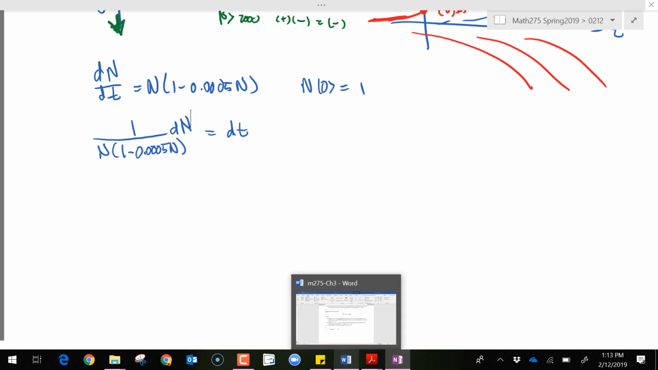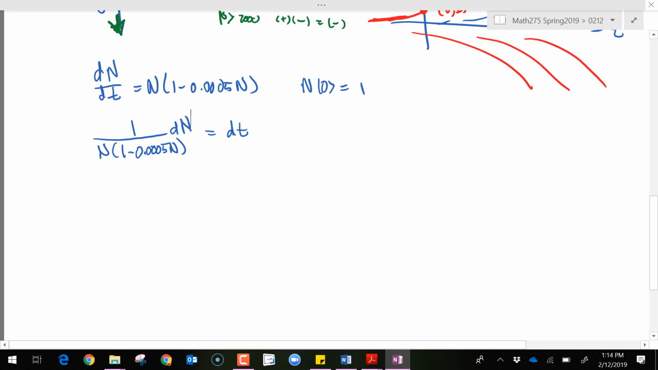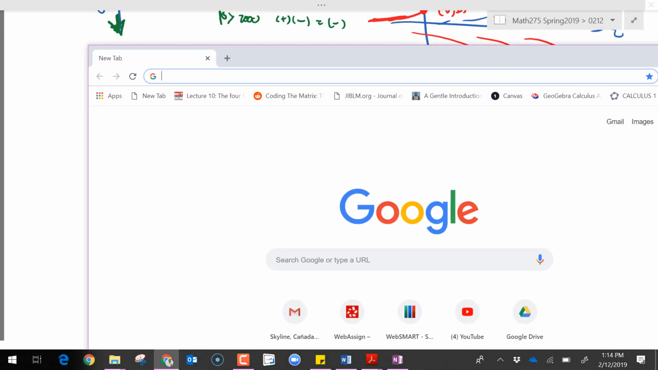You can pay me to do a workshop on integration, or you can get your money back from your Calc 2 teacher for not teaching you. Oh, just kidding. I'm going to use Wolfram Alpha.